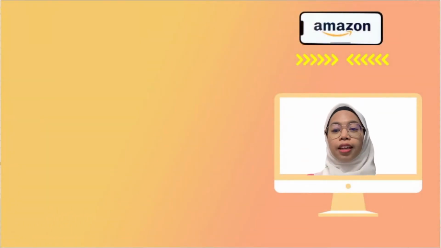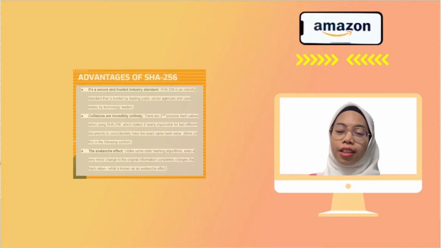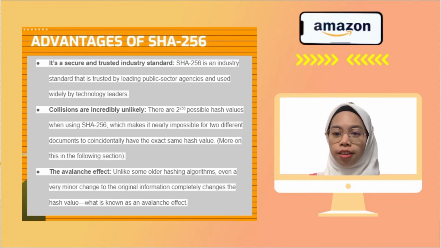Okay, next I want to talk about the advantages and disadvantages of SHA-256 on Amazon. The first advantage is that it's a secure and trusted industry standard. SHA-256 is an industry standard that is trusted by leading public sector agencies and used widely by technology leaders. The second is that collisions are incredibly unlikely. There are 2 to the power of 256 possible hash values when using SHA-256, which makes it nearly impossible for 2 different documents to coincidentally have the exact same hash value.